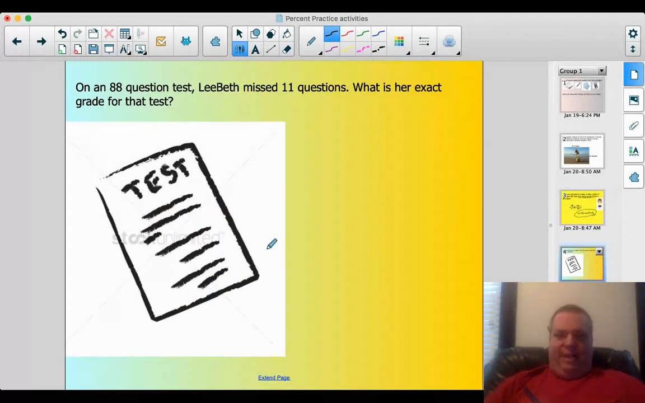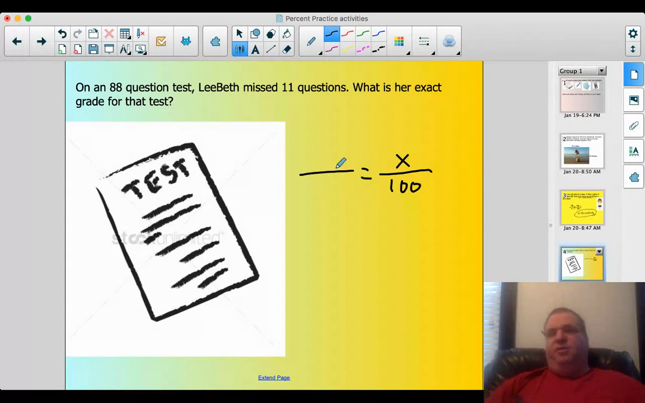So on an 88 question test, Elizabeth missed 11 questions. What is her exact grade for the test? All right, so we'll set this one up. This is always 100. What I want to know is the exact grade. So that's the percent that she got on the test. So the percent is the thing that I don't know.